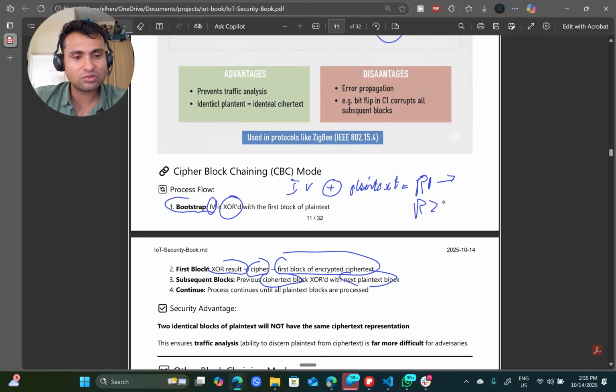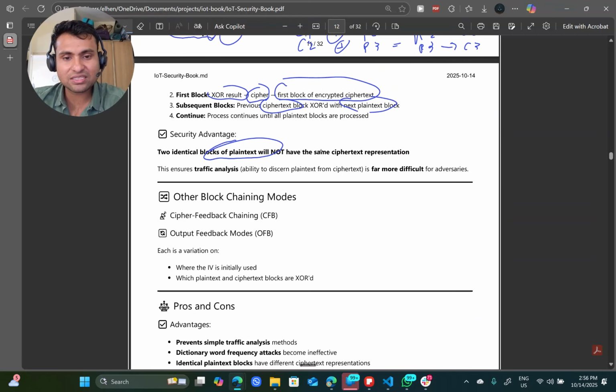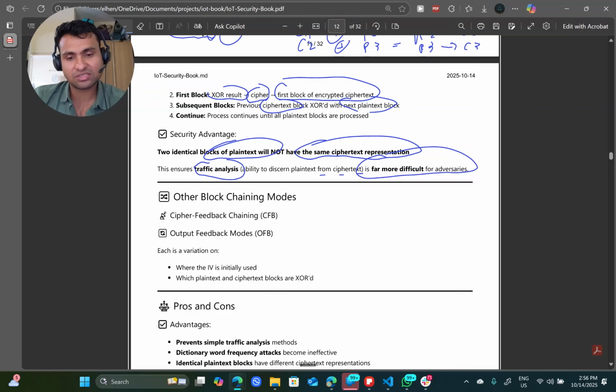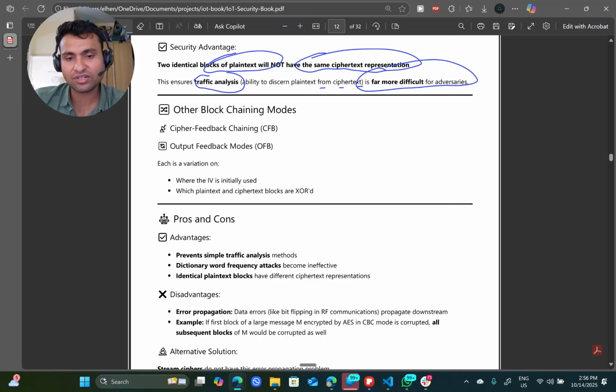Now R2 you send to the cipher again, and you obtain C2. So this is C1, this is C2, and C1 is XORed with P2. So this was P1, the plain text one, then P2. Now you take C2 and XOR it with P3, and whatever R3 you get, you encrypt that using AES and you get C3. So what we ensure with this is two identical blocks of plain text will not have the same ciphertext representation. And this makes traffic analysis, the ability to discern plain text from ciphertext, far more difficult for adversaries. They can still try to backtrack, but it's very challenging and computationally expensive.